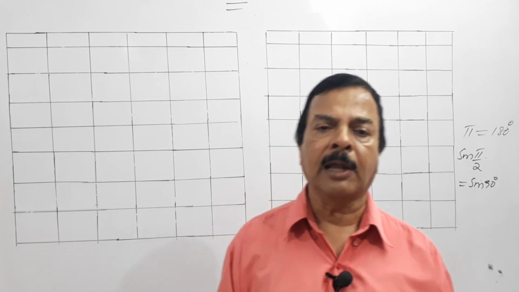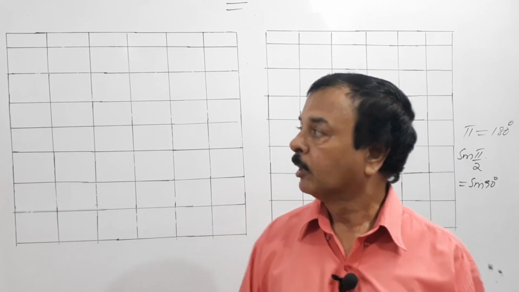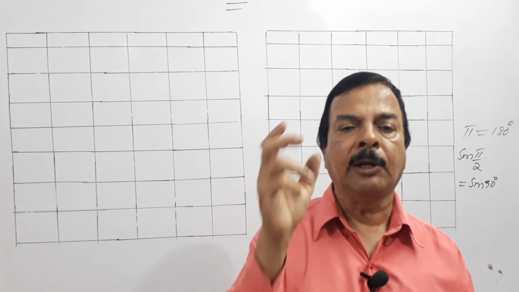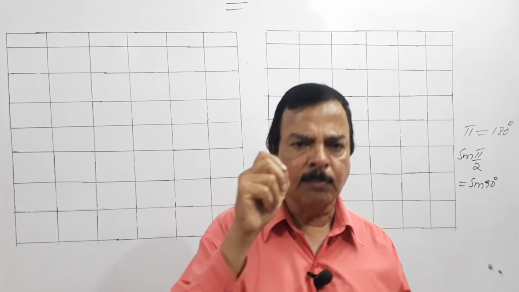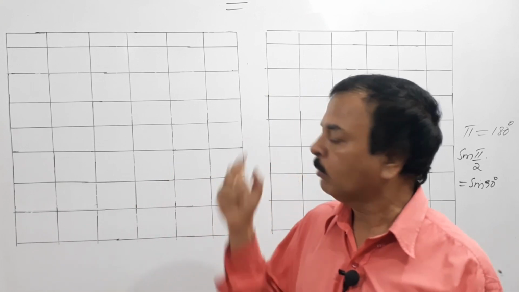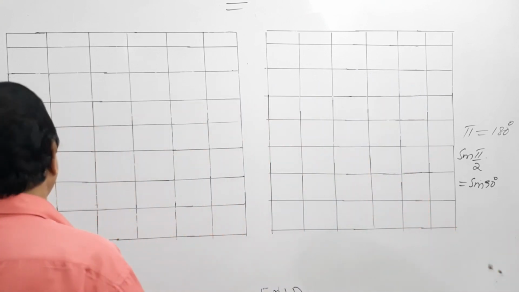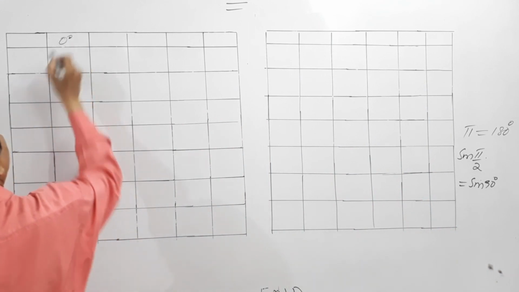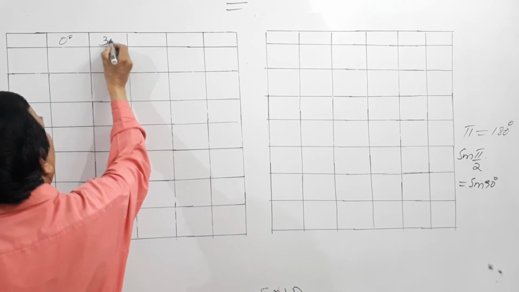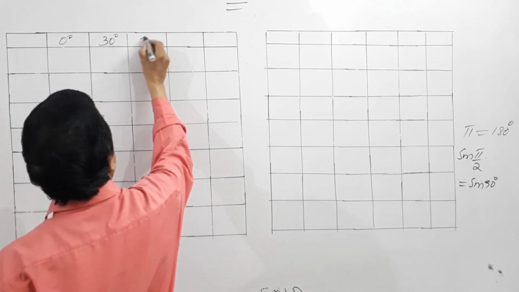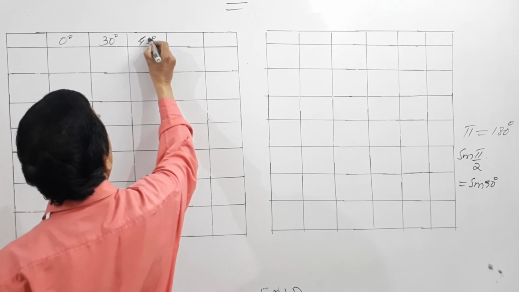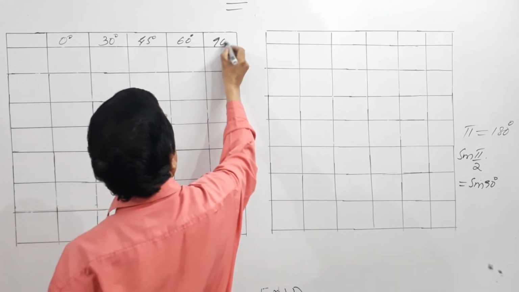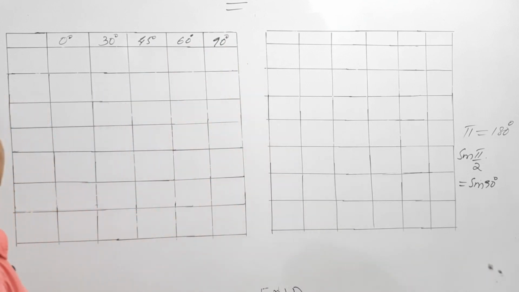Now, for example, if I ask you what is cosecant 60 degrees, you will be able to immediately find it from this table. I will teach you the two simplest methods to prepare this table. Now please follow me here. Supposing I mention 0 degrees, 30 degrees, 45 degrees, 60 degrees and 90 degrees.